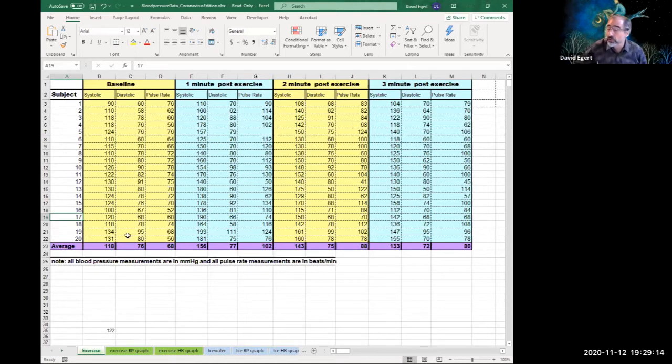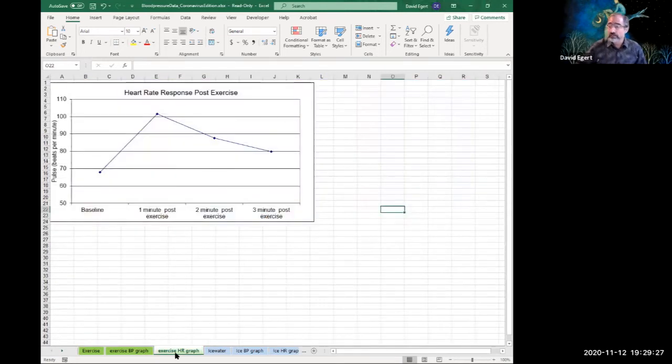But then obviously what we're really interested in is the overall patterns that we see as we look across the average of everybody. We can look at heart rate first. Heart rate response post-exercise. So baseline, on average, the heart rate was about 68. A minute after exercise is done, on average, the heart rate is 35 beats per minute higher. It's actually about 50% higher. Again, why would that make sense?